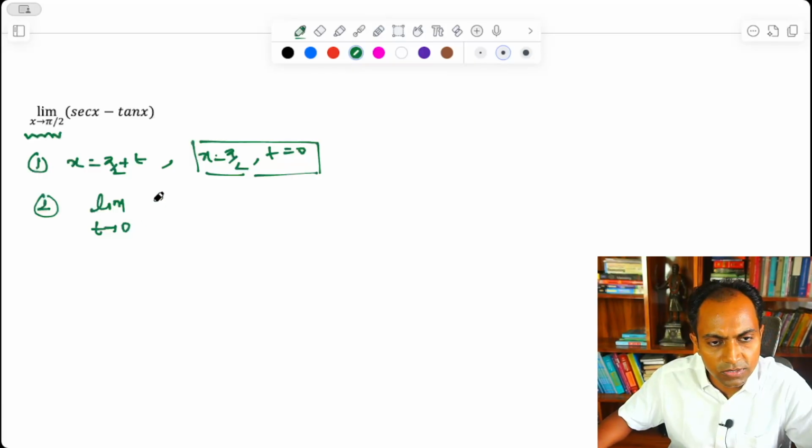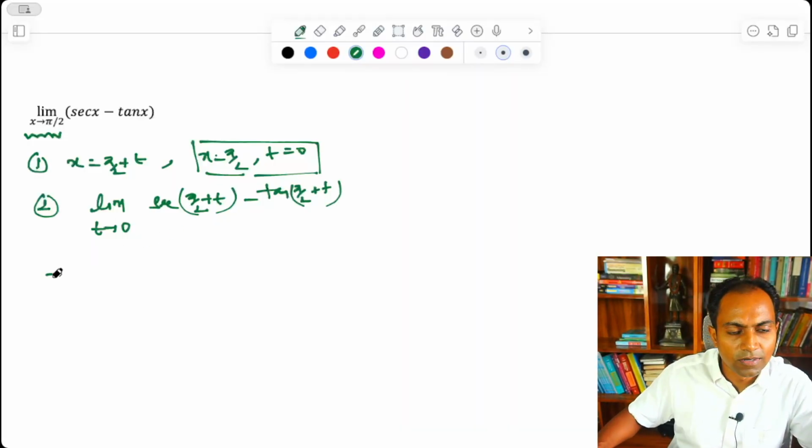And if I do this, this will become sec of (pi by 2 plus t). This will become tan of (pi by 2 plus t). Once you have got this, it makes sense to simplify this to become limit t tends to 0.